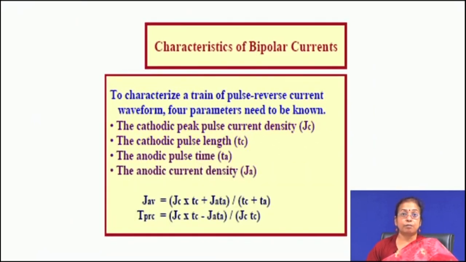On the other hand, if you talk about the bipolar current, that means the same electrode is acting as cathode and anode alternately. So, there are important parameters like cathodic peak pulse current density, cathodic pulse length, then anodic pulse time and anodic current density. These are four important parameters, and naturally J average is equal to the cathodic current density into the time for which it is cathode, plus the anodic current density into the time for which it is anode, divided by the total time, TC plus TA. On the other hand, the duty cycle is equal to JC into TC minus JA into TA divided by JC into TC. So, when these two parameters are there, you get information about the total current flowing over the system by multiplying the cathode average current with the average duty cycle.